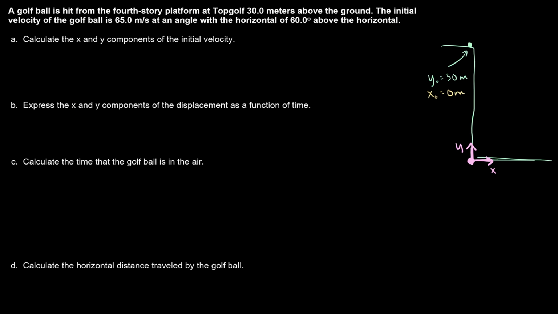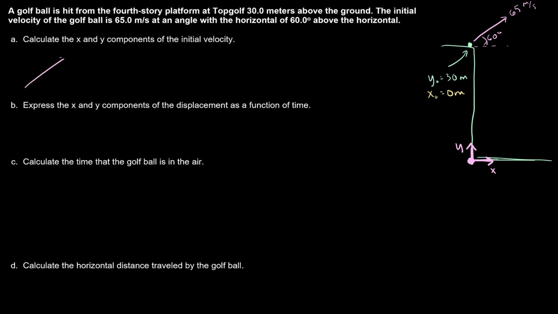Okay, the golf ball is hit. We know that it is hit with an initial velocity of 65 meters per second. And we know it's at an angle of 60 degrees above the horizontal. I didn't draw that very well as a 60-degree angle, but we do know that this is 60 degrees. And we are asked first to calculate the x and y components of the initial velocity.